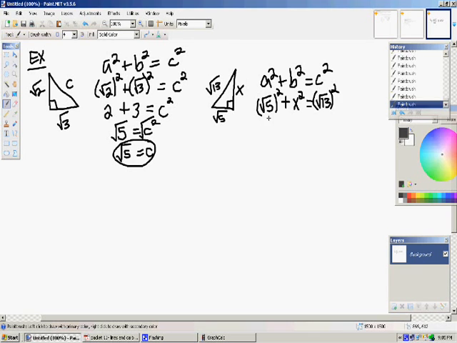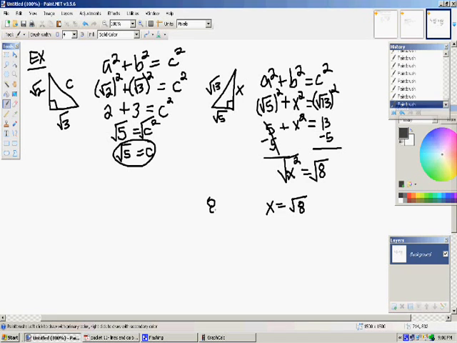So we know that if you square a square root, you just get the number in the radical. So this simplifies to 5. We still have our x squared, and then this becomes 13. To get x by itself, I have to subtract 5. So I'm left with x squared equals 13 minus 5, which is 8. And then to get rid of this square, I have to do the opposite, which is square root. So x is equal to square root of 8.